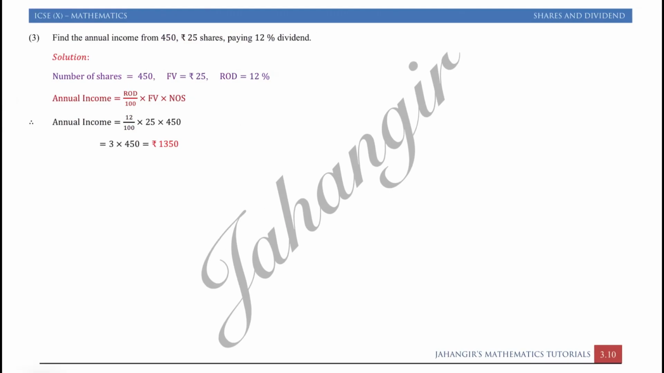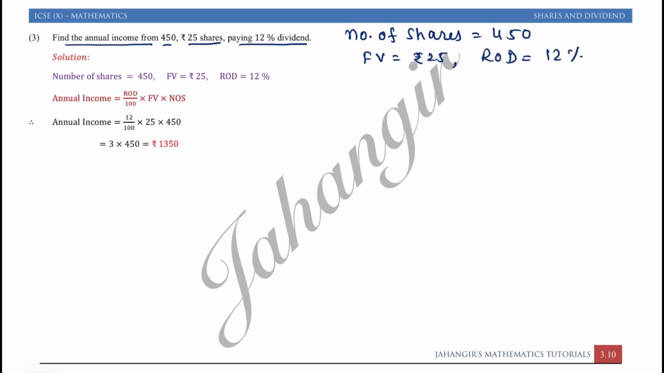Again second question, third question is quite similar. Find the annual income from 450 rupees 25 shares paying 12% dividend. So first I will write all info. Number of shares is equal to 450. Face value is equal to rupees 25 and rate of dividend is equal to 12%.